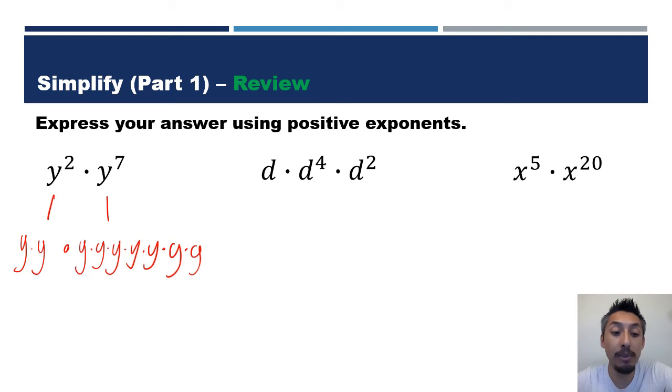Next, let's just count how many times y is being multiplied by itself. Y is being multiplied by itself a total of 9 times right here. 2 and then 7, a total of 9 times.